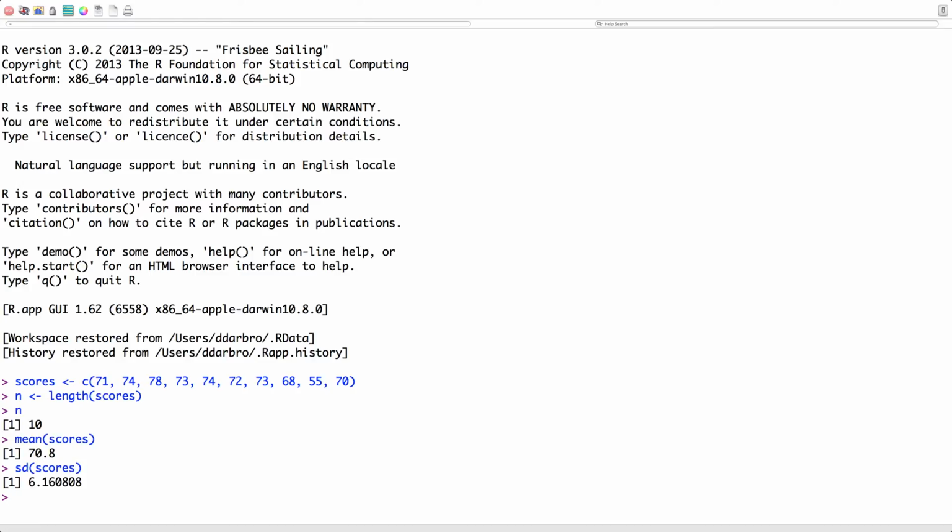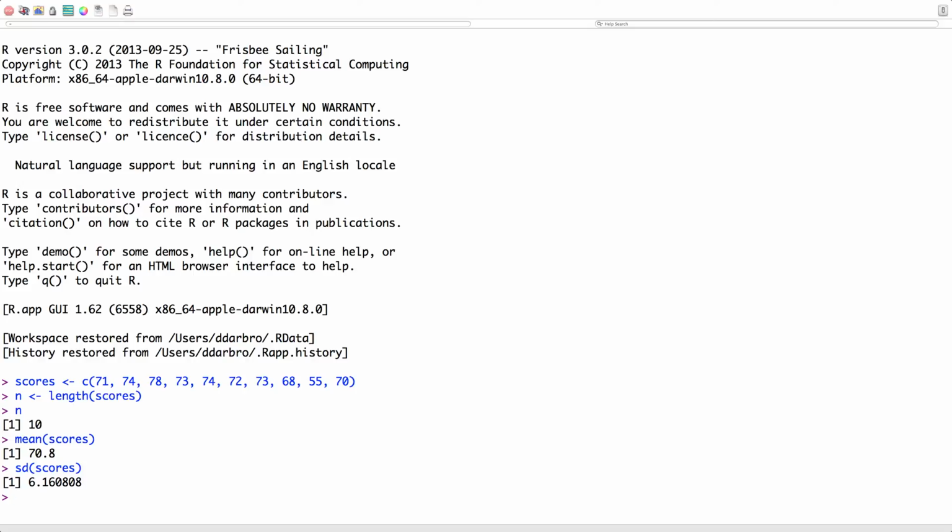So I'm going to write this down on the blackboard, and so when we go back over there I'll have that. So the sample mean for this group is 70.8, and the standard deviation, I'm going to go out a few places, 6.161 should do pretty well. Okay.